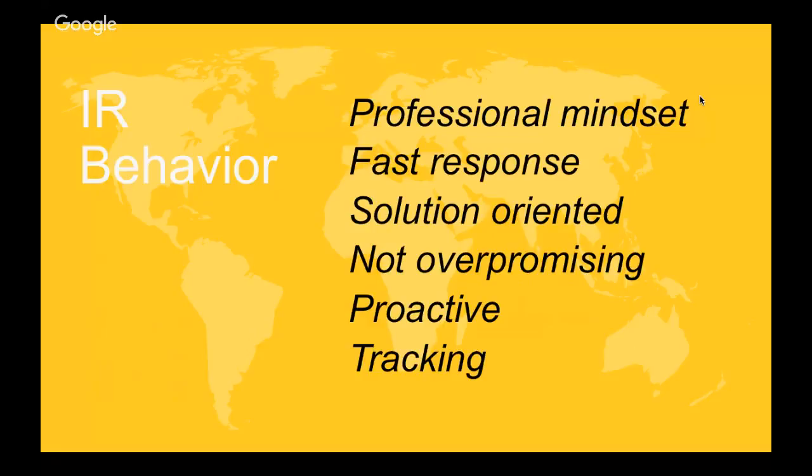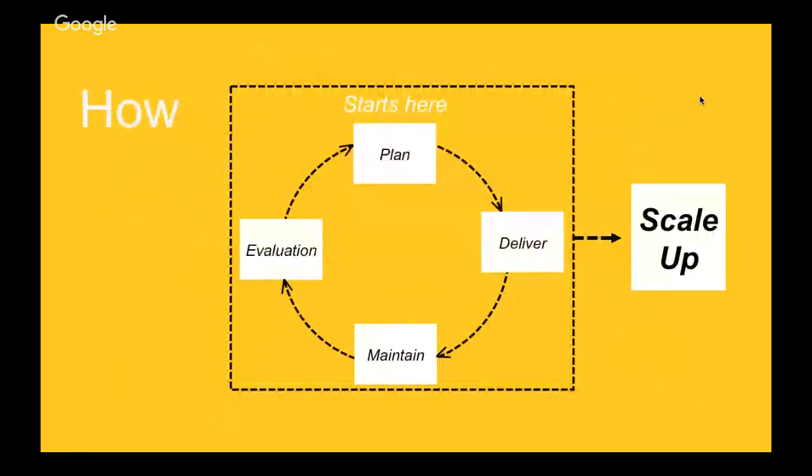Also, one of the most important behaviors in maintaining international relations is tracking. Tracking is the key to successful international relations. You have to be tracking all the expectations you set together and especially your goals. But we will talk about it a little bit later. That's how international relations work.